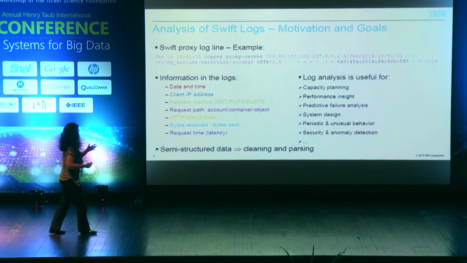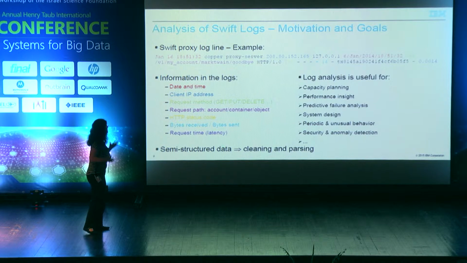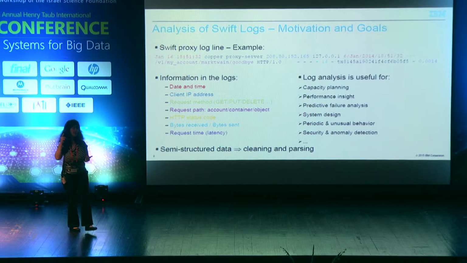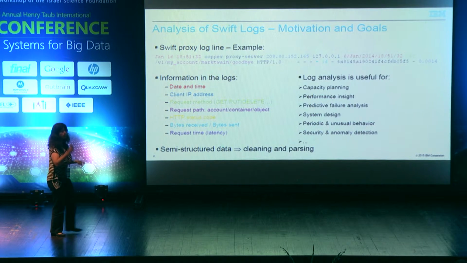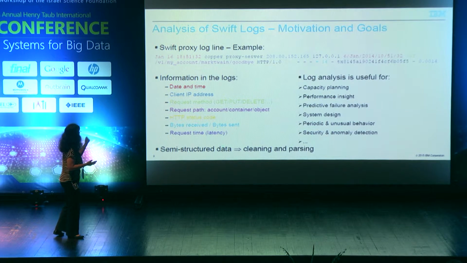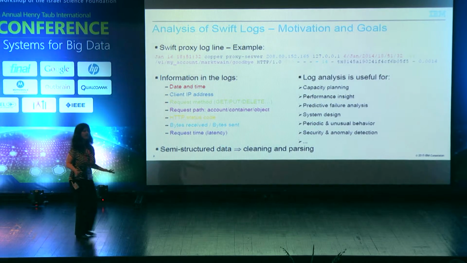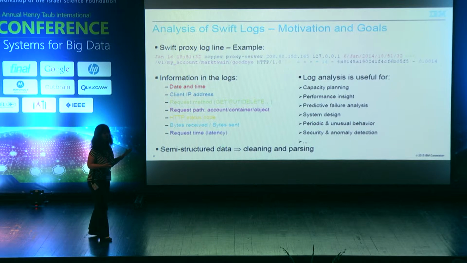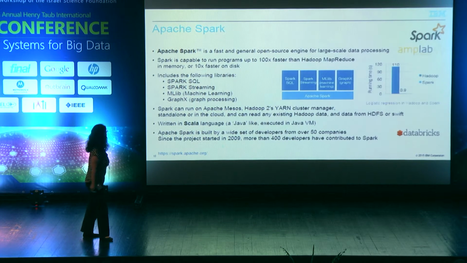And this is very useful to do some analytics. For example, we can use these log files to do capacity planning, to obtain some insights on the performance, for failure analysis to predict when our system will fail, to design our system, to understand periodic versus unusual behavior, and of course for security and anomaly detection. So only inspecting these log lines is very meaningful. But as we said, even this audit trail is very big. We have big data. So in order to do such analysis, even of log files, we have to work hard.